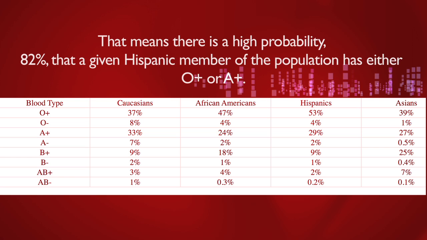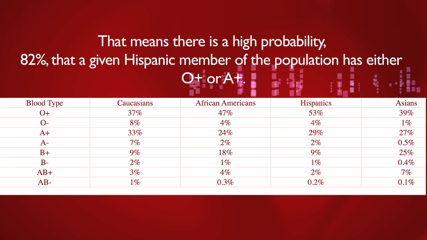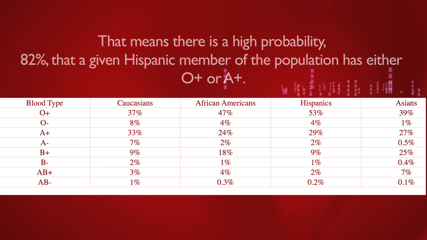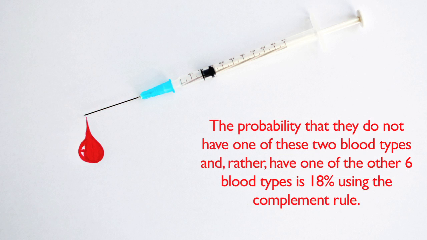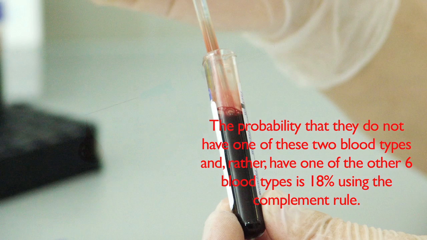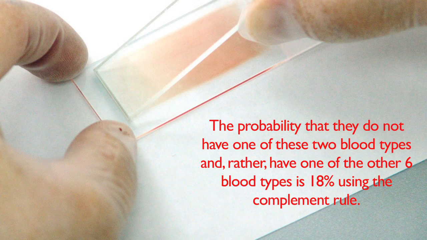That means that there's a high probability, 82%, that a given Hispanic member of the population has either O positive or A positive. The probability that they do not have one of these 2 blood types, and rather they have one of the other 6 blood types, is 18% using the complement rule. Let's see why this is true and the mathematics behind this.